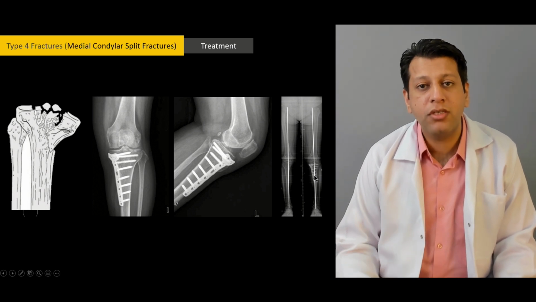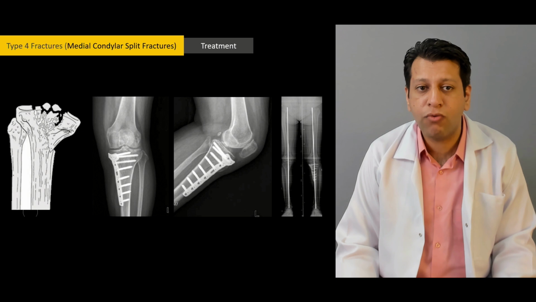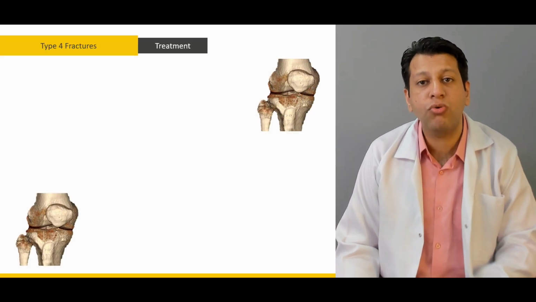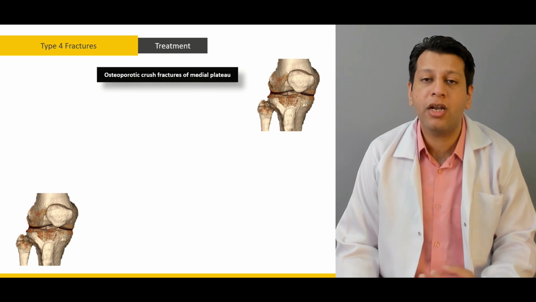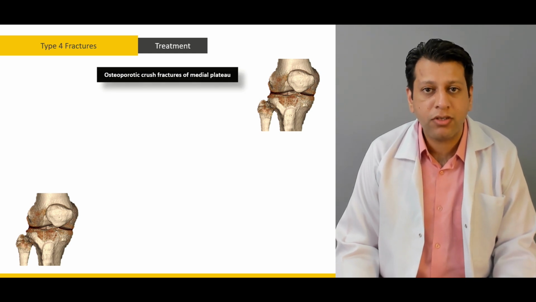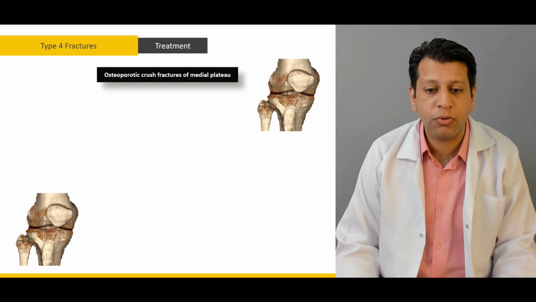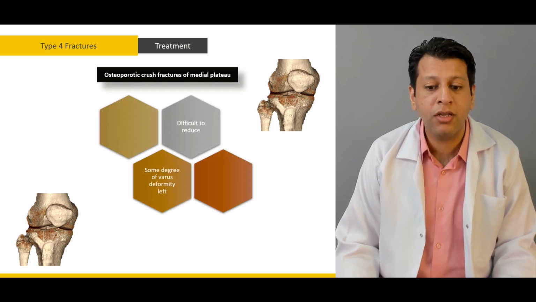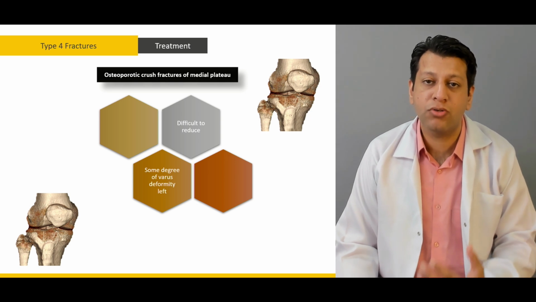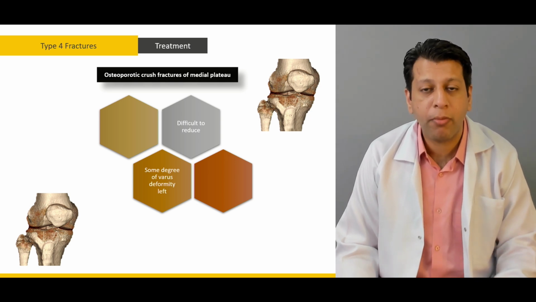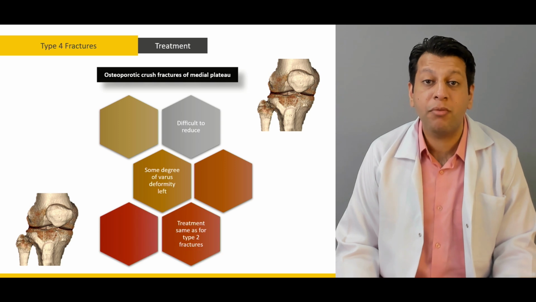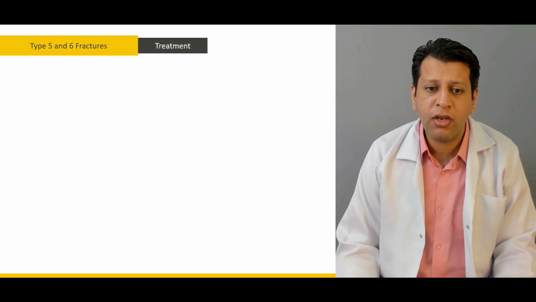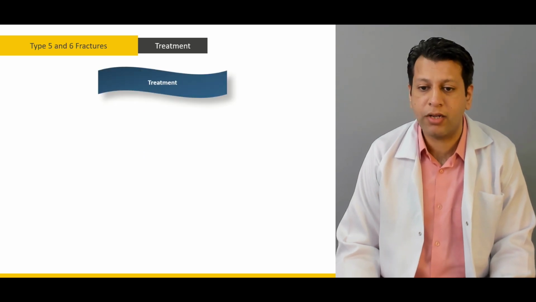Why do we have to see this? Because eventually the type 4 kind of fracture produces some degree of varus. There is always a chance that despite adequate reduction, internal fixation and joint line congruency, some degree of varus will always remain, and that needs to be looked out for, because too much varus may be problematic later on for the patient and may eventually require a total knee arthroplasty as well. Now coming to the type 5 and type 6 fractures.